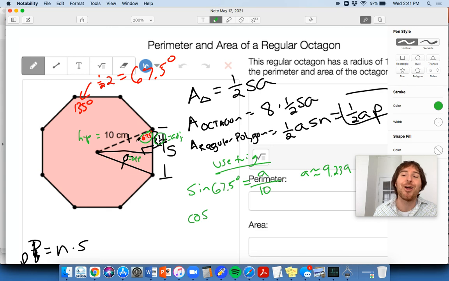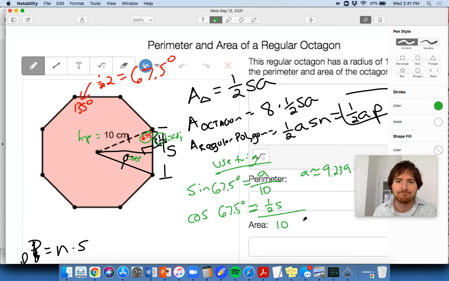So I want cosine, because SOH-CAH-TOA: cosine of a given reference angle is its adjacent to hypotenuse ratio. So I'm going to do cosine of 67.5 degrees equals, and here math gets a little bit funky. I'm going to put a fraction in the numerator. That's 1/2 s, my adjacent side length here. Remember, I want to solve for all of s here. And that's over 10. I can isolate 1/2 s, and then I can multiply by 2 afterwards. That's what I'm going to do here.